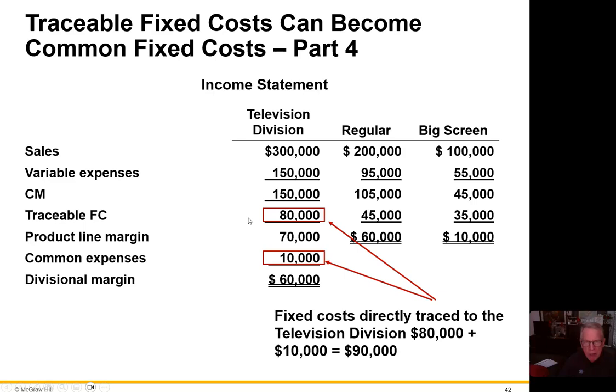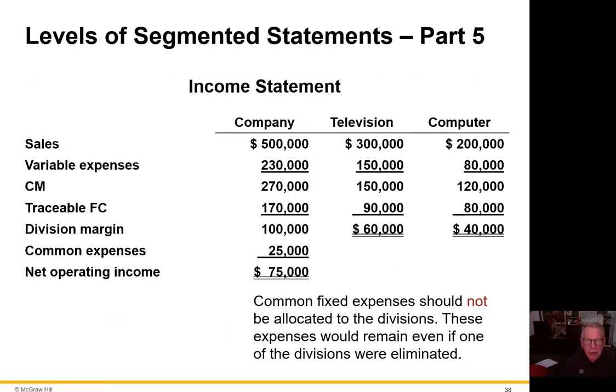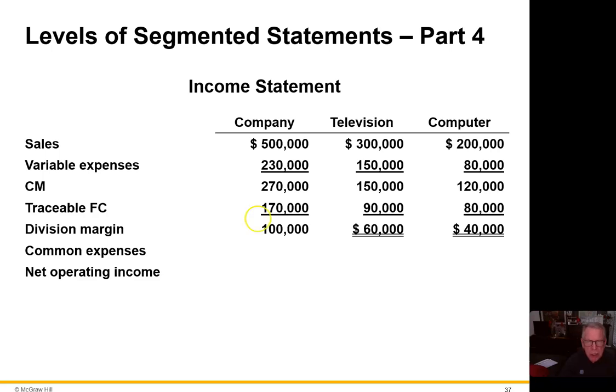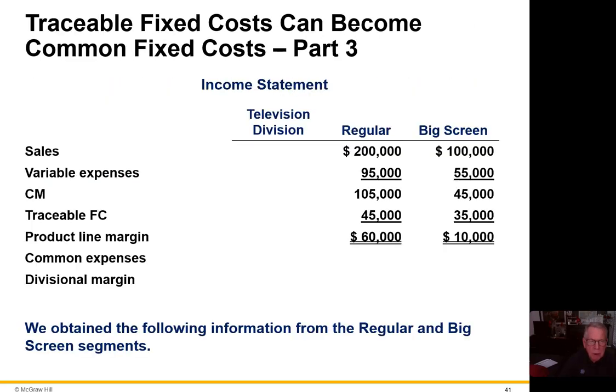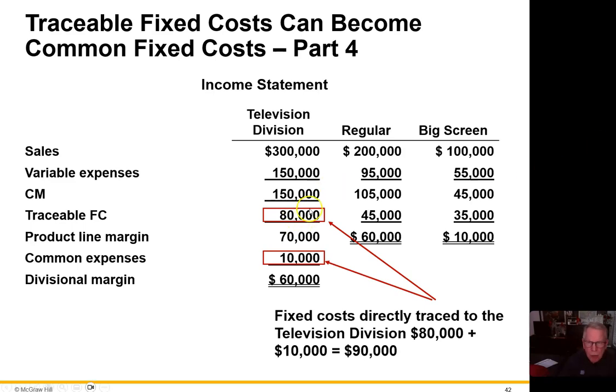We were looking, when we left off, at this $80,000 of traceable fixed costs. You'll remember that on the television income statement, the traceable fixed cost was $90,000. Now when I break that into segments, we have $80,000 of traceable fixed costs with the regular and big screen divisions shown. And now that $10,000 difference is a common fixed cost.